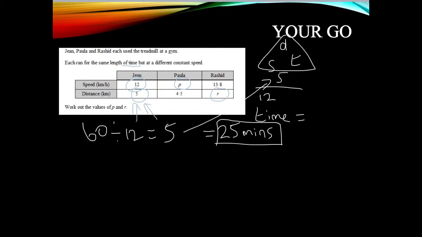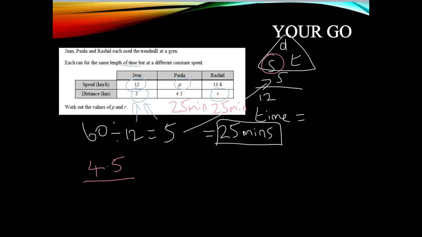This is important. It means that we now know how long each of these people were running for. I've written 12 down here, it should be 25. So we've got 25 minutes and 25 minutes. We should now be able to work out the rest. So we've now got distance travelled and we're trying to work out speed. Speed is distance over time. So for Paula, we've got 4.5, and that's going to be divided by our time.